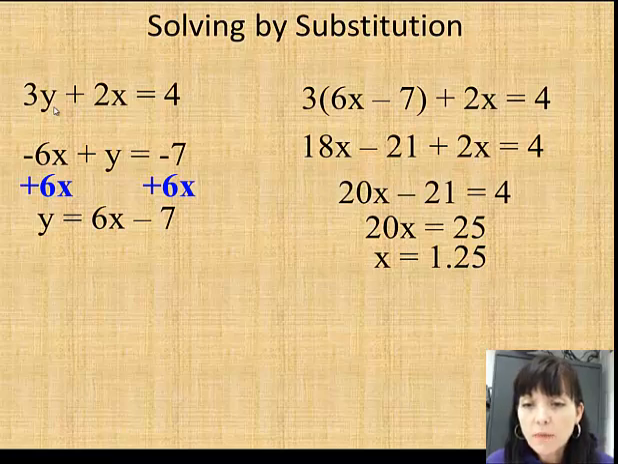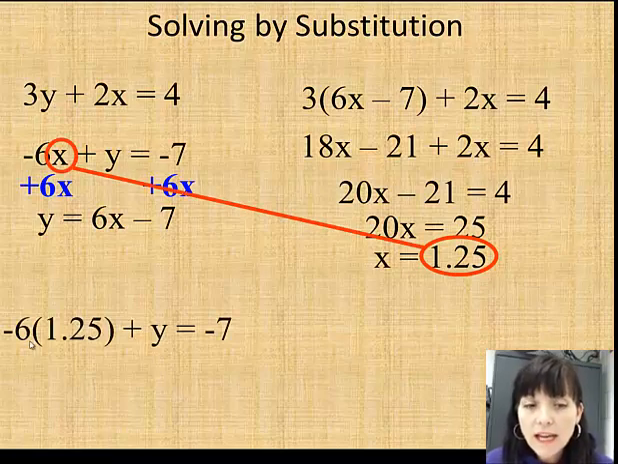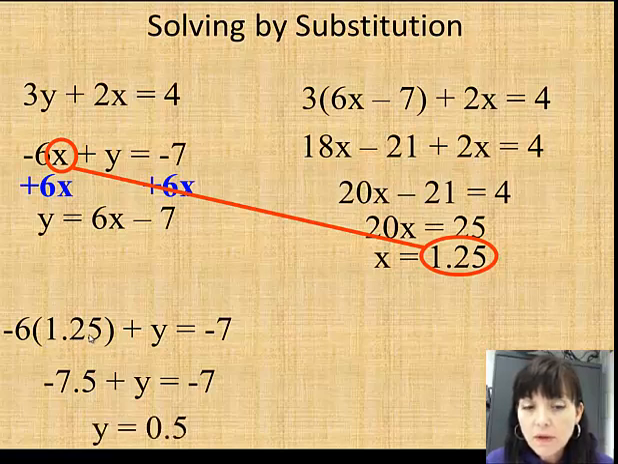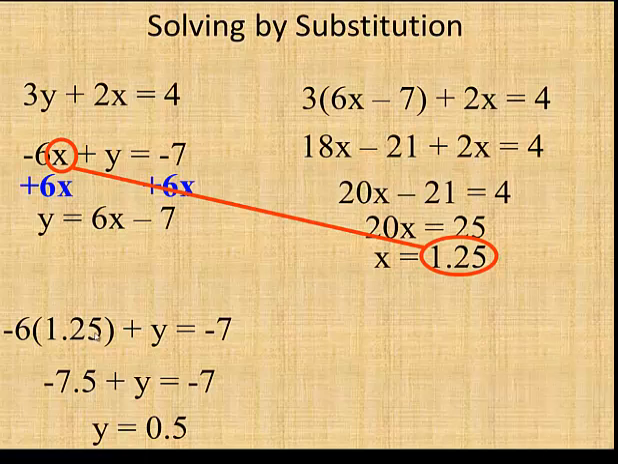Once you're done with that, we do just like we did in the other problem. You're going to plug that in to your original equation. It's going to look something like this. We get negative 6 times 1.25 plus y equals negative 7. We're trying to get y by itself. You're going to multiply. Now you're going to add 7.5 to both sides, and you end up with y equals 5/10. We have to check our work.